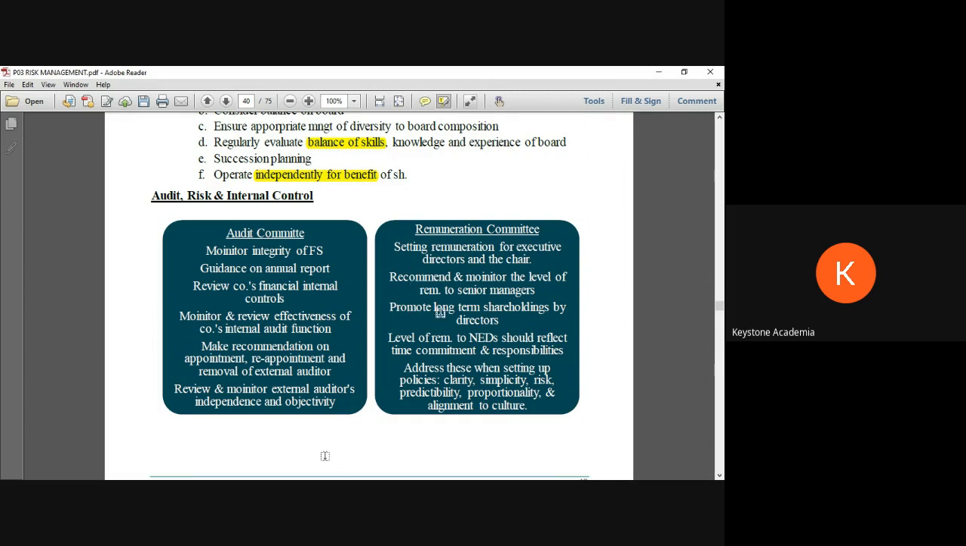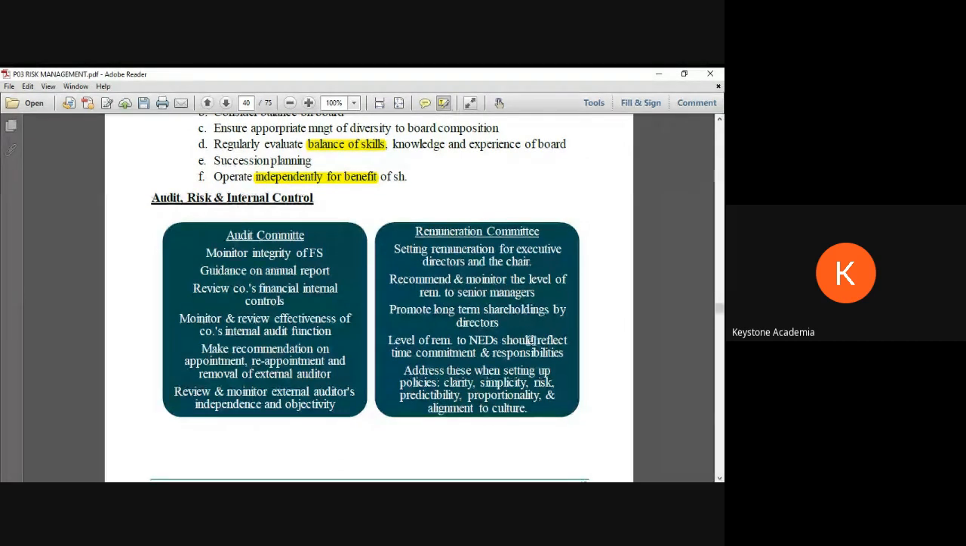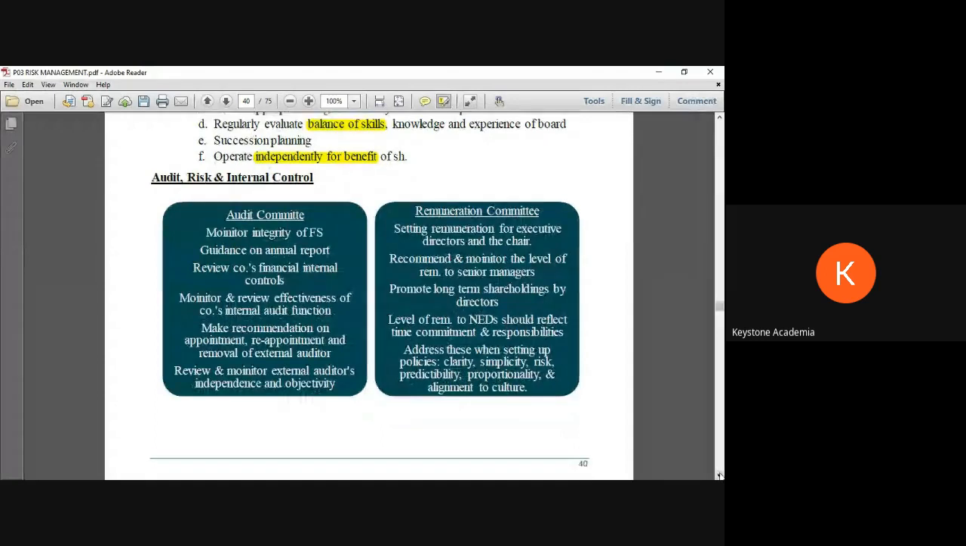For example, promote long-term shareholdings by directors. That is preferable. Level of remuneration to NEDs should reflect the time, responsibilities, and commitment. Address these when setting up policies: clarity, simplicity, risk. So there should not be any problem or mistrust or miscommunication. Everything should be transparent, simple, and easily predictable. What kind of remuneration a person can get.